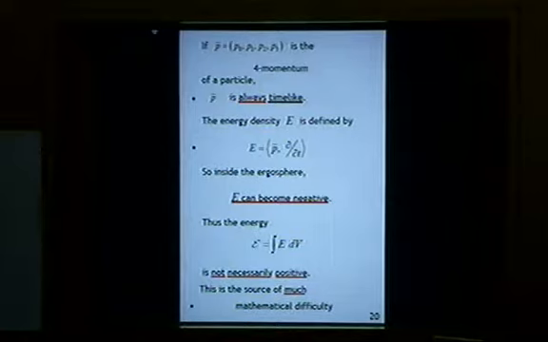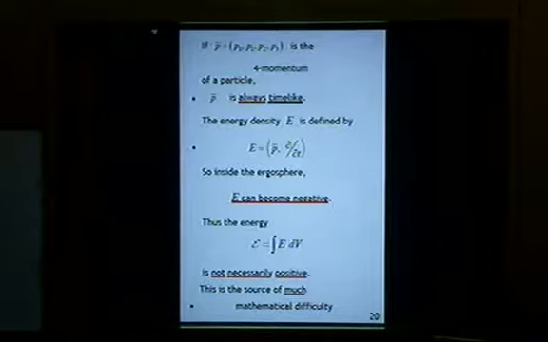And the energy, which is the integral of the energy density, the script E down here, the fourth line from the bottom, is not necessarily positive. So the energy is not necessarily positive. And that's the source of much mathematical difficulty. You can't use what's called energy methods to solve your equations. You could use them, but you have to work infinitely harder than usual.